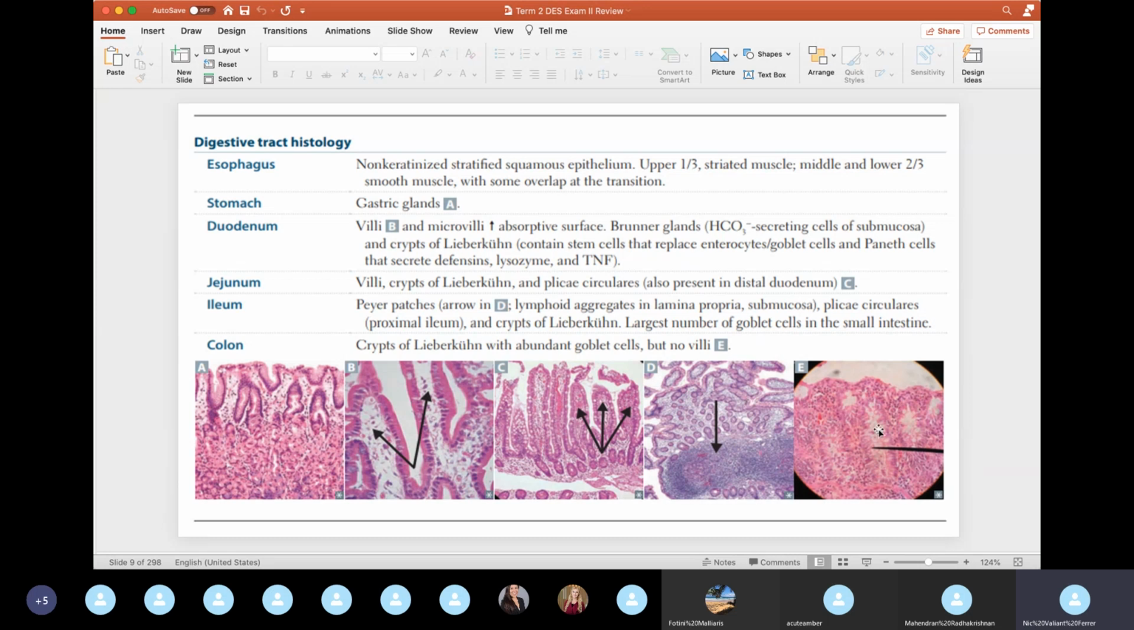And last but not the least, E, look at that. When you see no villi at all, think about you're in the colon. You can also have the crypts of Lieberkühn there with abundant goblet cells. However, you don't see any villi.